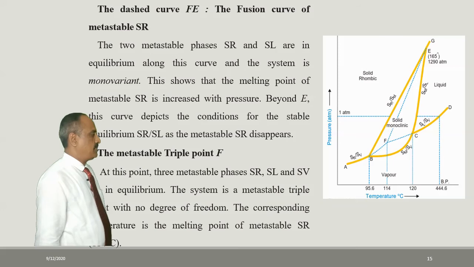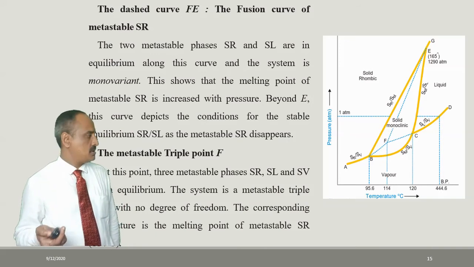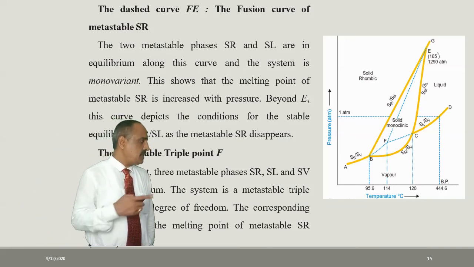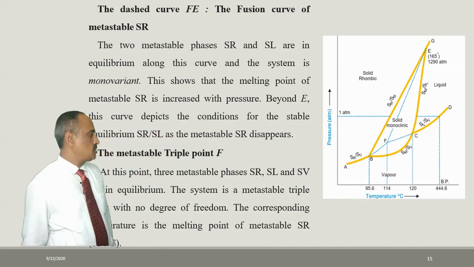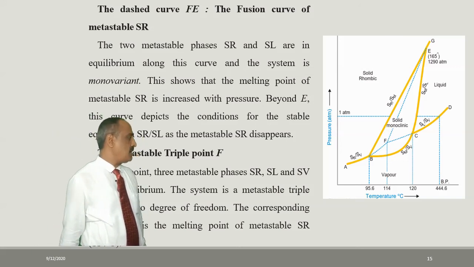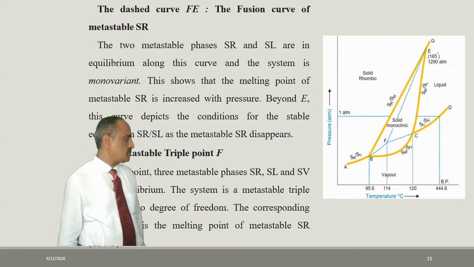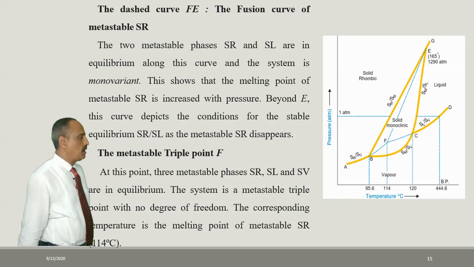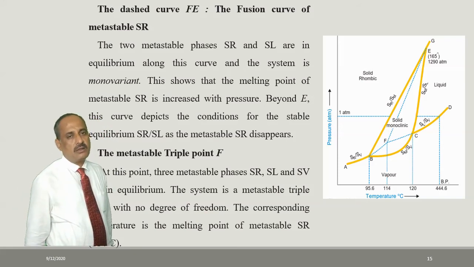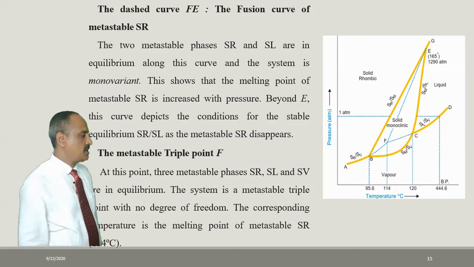Now the dashed curve FE, what is this? The fusion curve of metastable SR, that is, metastable means unstable sulfur rhombic. You can see the long dashed line FE passing through monoclinic sulfur and meeting at E. Here two metastable phases SR and SL are in equilibrium, and this shows that the melting point of metastable SR is increased with pressure. Beyond E, this curve depicts the conditions for the stable equilibrium, that is SR in equilibrium with SL, as metastable SR disappears. SR means sulfur rhombic disappears.